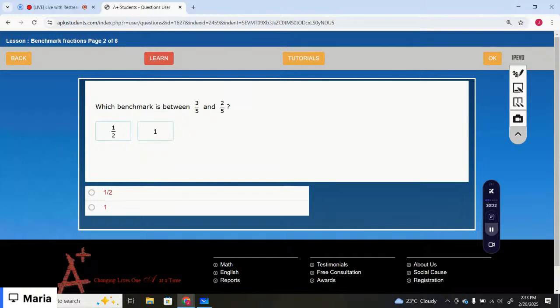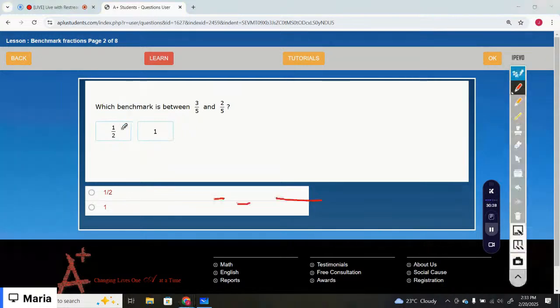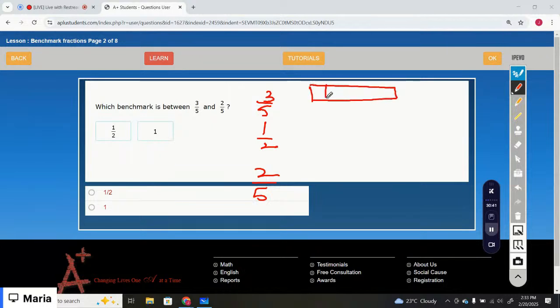Which benchmark is between 3 by 5 and 2 by 5? So let's just see which is between. I'm going to start with the 1 by 2, right? So let's make a model for 3 by 5, 1 by 2, and 2 by 5. So 3 by 5: 1, 2, 3, 4, 5. Shade 1, 2, 3. Then we have half.